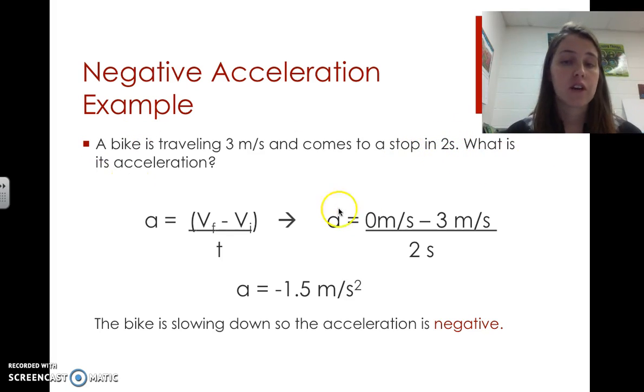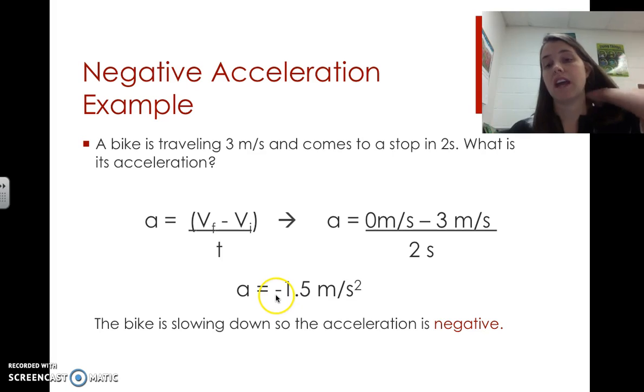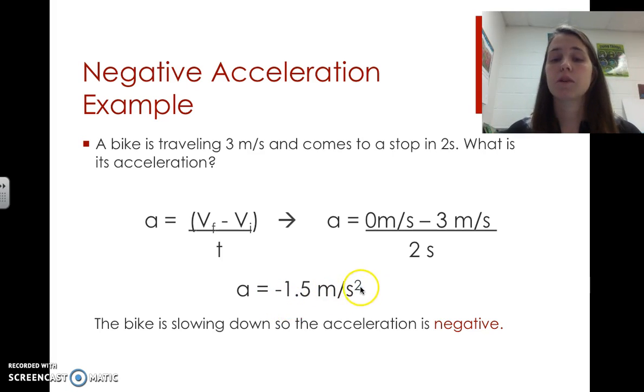So what is its acceleration? Well, our v final is 0 because that's what we stopped at. Our v initial is what it was traveling at, so that's 3 meters per second. And our time is t, and that is how long it took for that change to happen, which is 2 seconds. So 0 minus 3 is going to be negative 3, divided by 2 is going to give you a negative 1.5 meters per second squared. Notice how this is a negative number. Well, the bike is slowing down, so the acceleration should be negative. It's negative, we're good to go.